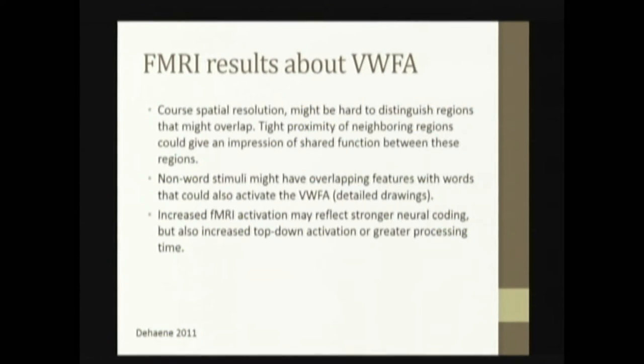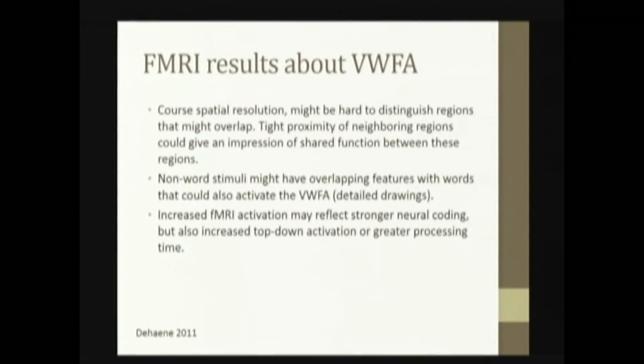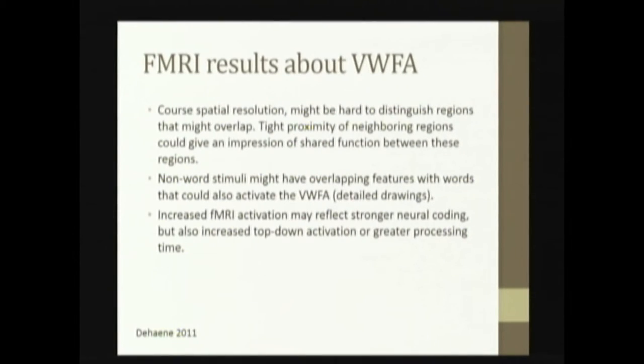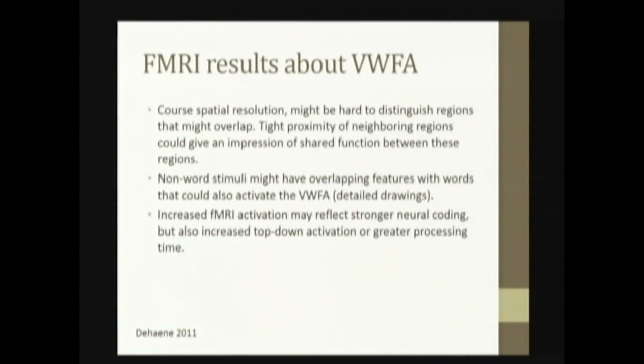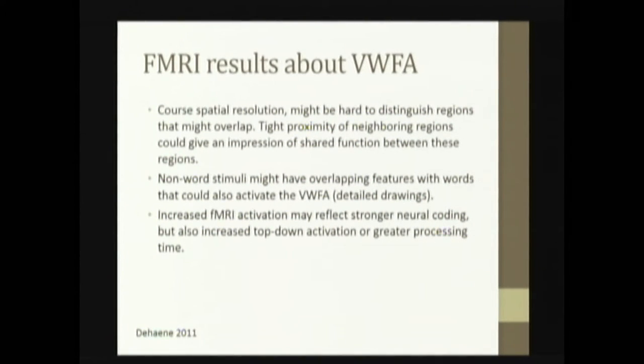So, just a few technical issues with fMRI, because it's not a perfect tool. It's very coarse. You don't get very clear resolution. Sometimes regions are overlapping, very tightly connected to each other, and there might be shared function, not just location, where the neurons are intermingled with each other. Non-word stimuli, for example, if I give a detailed picture, could stimulate neurons that are responsible for interpreting words. And an increase in fMRI activation may reflect stronger neural coding, but also increased top-down activation.